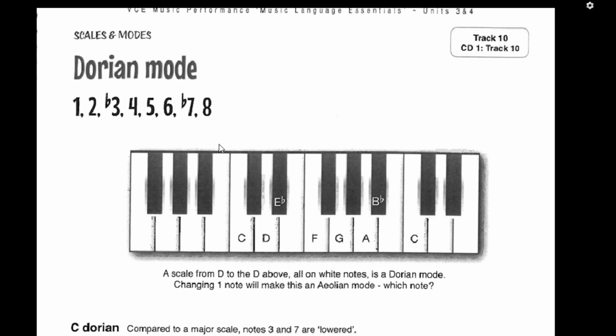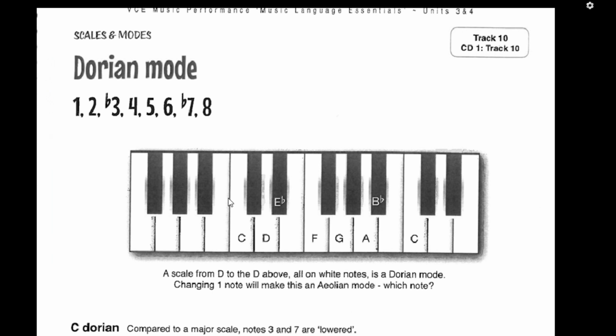So in fact, the Dorian mode, when you listen to it, often I like to think of it orally as being like a natural minor, but with the sixth note raised, because notice the 6 wasn't flattened. See how that sixth note sounds like it's higher than it should be compared to the natural minor? That's how I orally identify the Dorian mode.